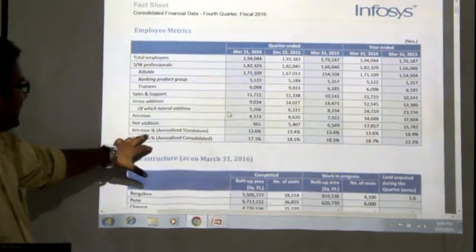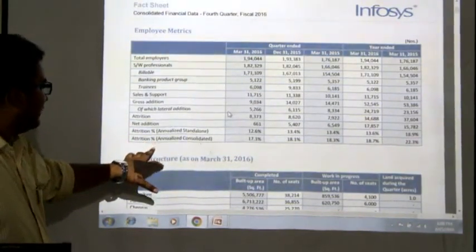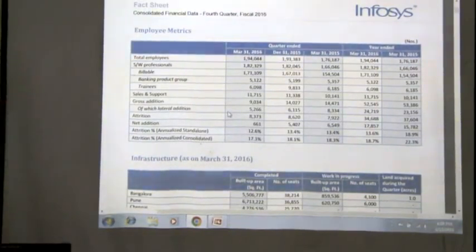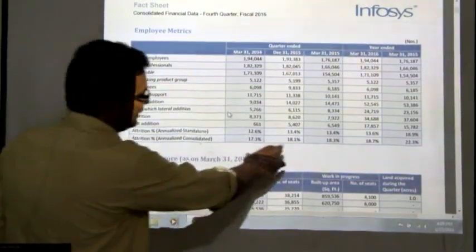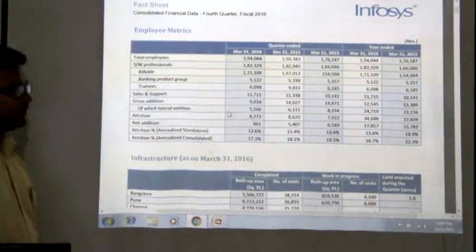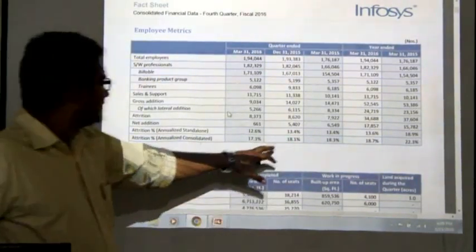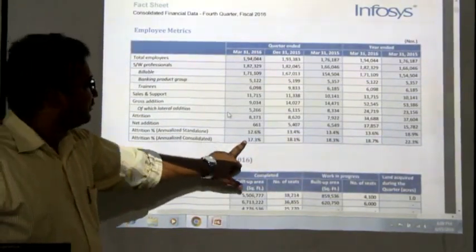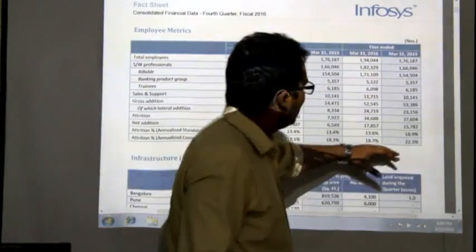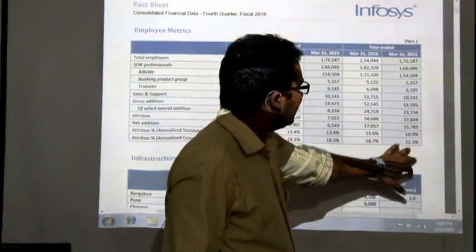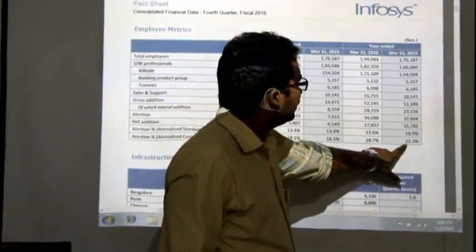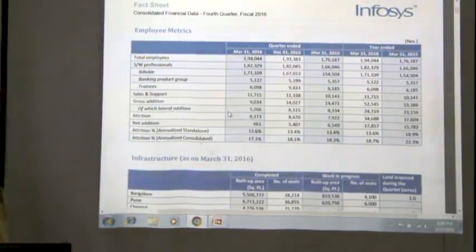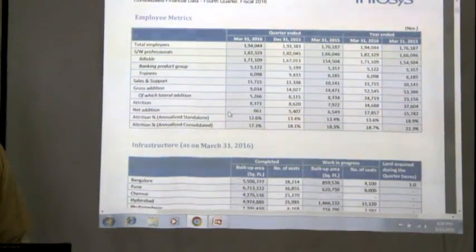When we talk about the attrition percentage, the consolidated attrition, taking all the clients and all the subsidiaries, was approximately 18.1% in the December quarter, which has been reduced to 17.3% in the March quarter. The whole annual attrition rate decreased from 22.3% to only 18.7% this year, which is a very good thing.